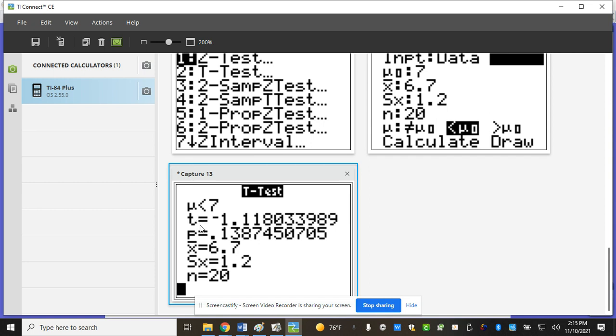The test statistic. What is P? The P value that goes with that test statistic. And then X bar, S, N, we already typed all that in anyway. So we end up getting a test statistic of negative 1.118 with a P value of 0.1387.